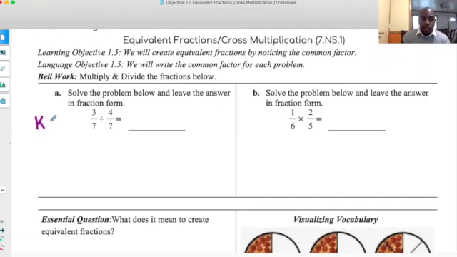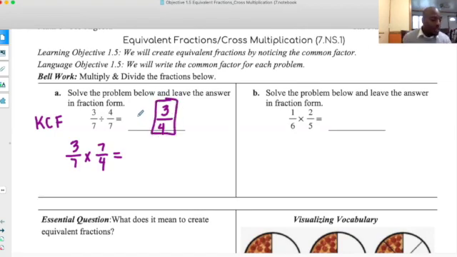So for A, you should have done keep, change, flip, because this is dividing fractions. Whenever we divide fractions, we use keep, change, flip. And that's the only time we use keep, change, flip: when we divide fractions. Not when we multiply, not when we add, and not when we subtract. So when you change this to 3/7 times 7/4, you should have got an awesome answer of 3/4. Remember, your goal is also to write them in simplest form. So do your best to write your answers in simplest form.